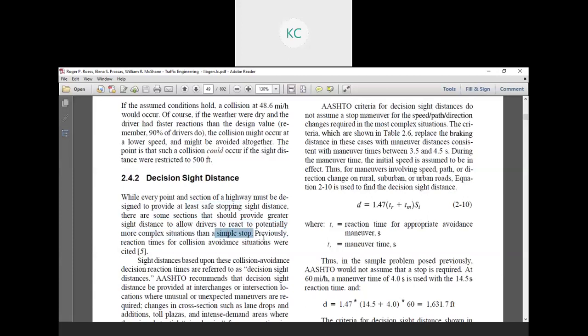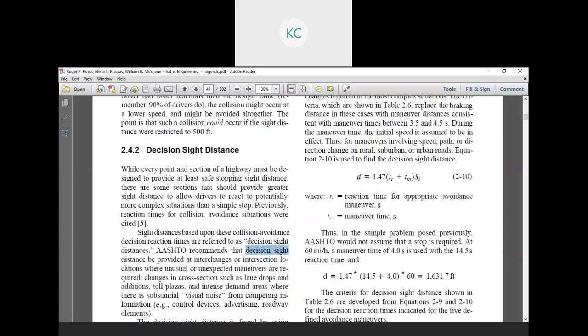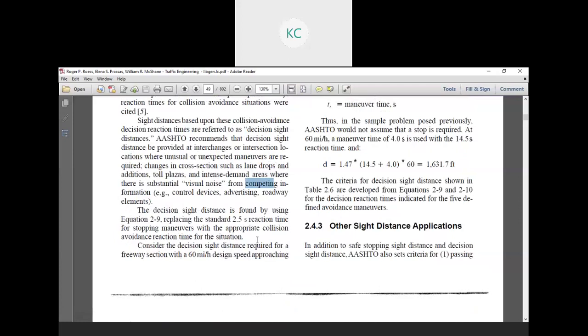Okay, the sight distance based upon the pre-collision avoidance decision and reaction time is referred to as the decision sight distance. It is recommended that decision sight distance be provided at interchanges or intersection locations where unusual or unexpected maneuvers are required, changes in the cross section such as lane drops and additions, toll plazas, and intense demand areas where there is substantial visual noise from competing information.